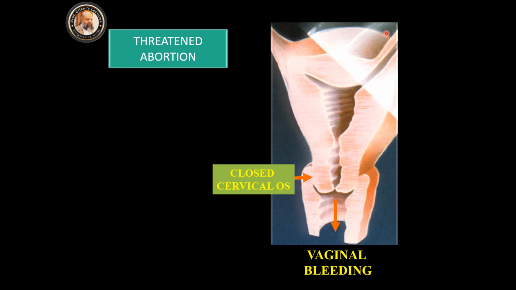The bleeding is sometimes accompanied by abdominal cramps, and these symptoms indicate that a miscarriage is possible, which is why the condition is known as threatened abortion or threatened miscarriage. That is, there is a threat of abortion or miscarriage. Vaginal bleeding is fairly common among pregnant women.